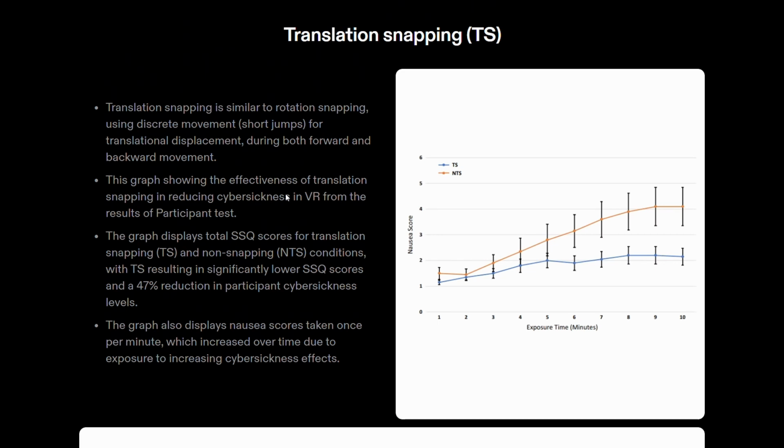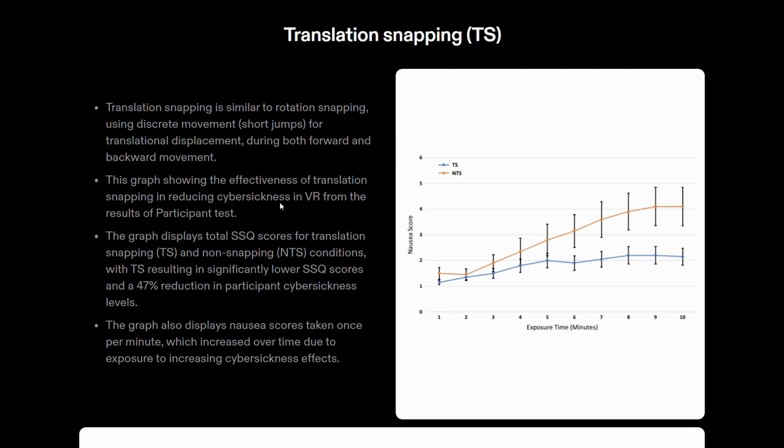The graph here shows the effectiveness of translational snapping in reducing cybersickness in virtual reality. The graph displays the total SSQ scores for translational snapping. This reduces the cybersickness by 47% according to the participant levels in the SSQ.